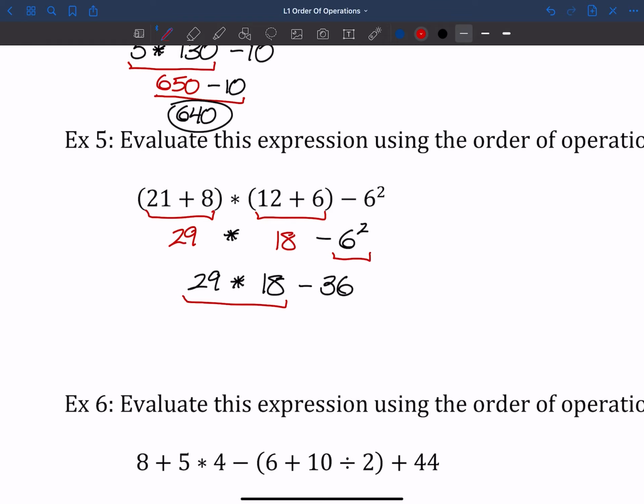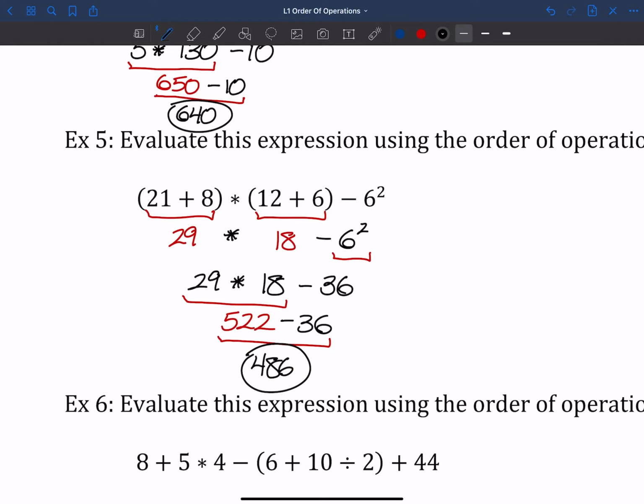29 times 18 is going to give us 522. Minus 36. Taking care of that subtraction is our last step. 522 minus 36 is going to give us 486. Wabam, we're done.